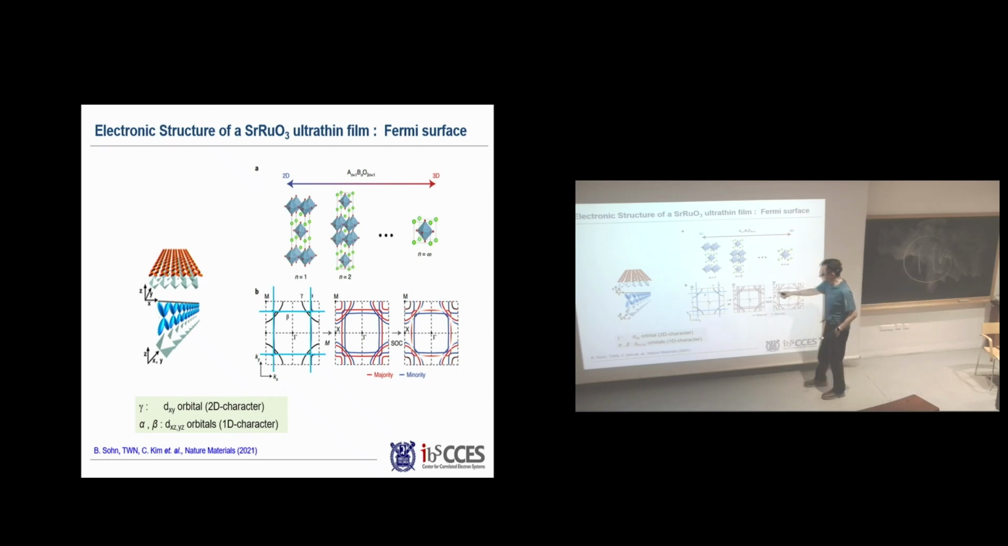But there is still some band crossing over here. But if you turn on the spin-orbit coupling, then the degeneracy over there will be lifted. And that is exactly what Professor Cavalier mentioned this morning. So that's the reason the topological effect will play a very important role in the properties of strontium ruthenate.